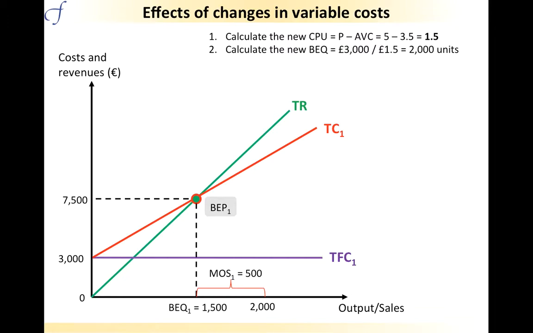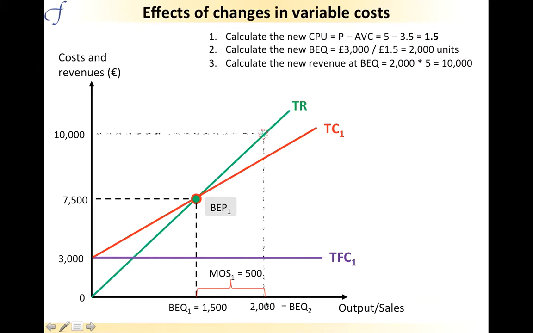With this, we can now calculate the new break-even quantity. £3,000 divided by £1.5 equals 2,000 units of output that have to be sold in order to make zero profit. At 2,000 units, we will be making £10,000 in revenue, and that's what we need to represent. With these two values in mind, we already have our y-axis and x-axis units. We can now find the break-even point. That's where our total revenue and total cost are going to be equal.